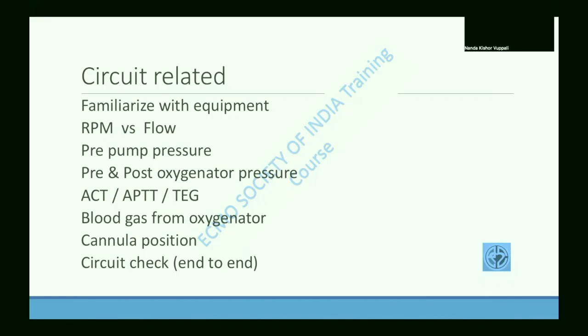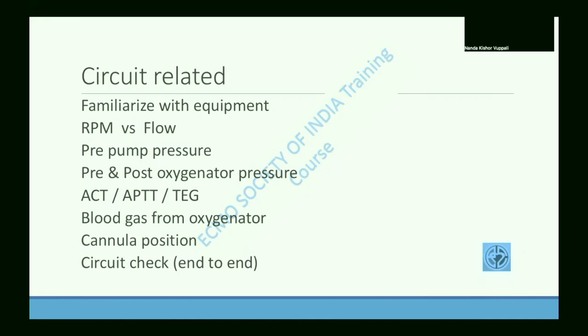And then you measure the pre-pump pressures. That tells us how much negative pressure we need to suck the blood from the patient into the circuit. Usually we measure it, and if it is anything more than -30, that means too much negative pressure. If it is more than that, you can see chattering of the tube. It means more negative pressure is there, and you would need volume to maintain an optimal zone.